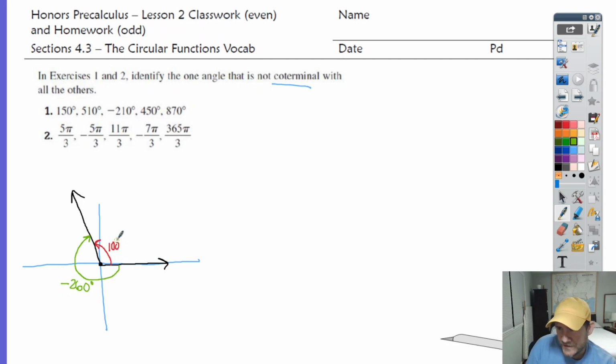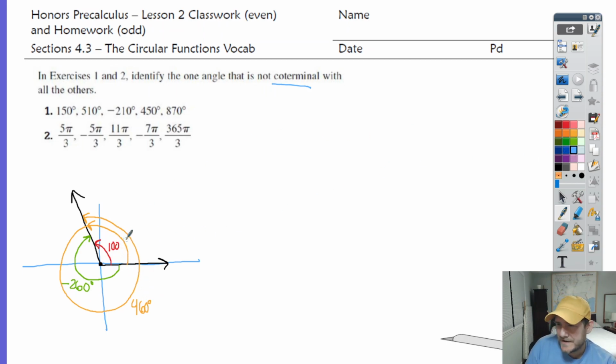But negative 260 and positive 100 are going to have terminal rays that stop in the exact same spot in quadrant 2. But that's not all. Another way to think about this is I could have an angle that's 100 degrees, and then it just continues to whip around another entire rotation. So adding 360 to 100 would give me 460 degrees, and that would be coterminal with the 100.